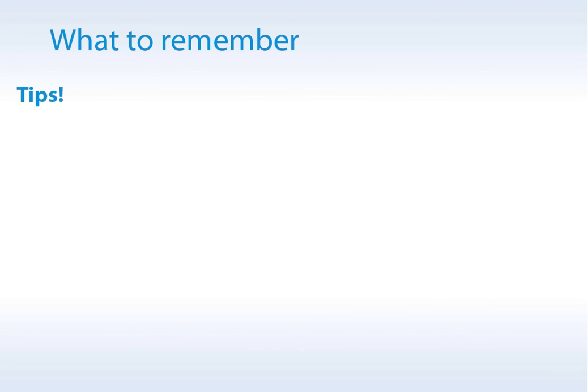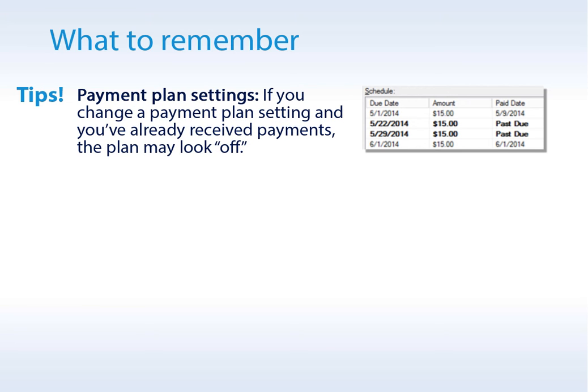Finally, 2 tips. 1, if you change the terms for a plan that has already received payments, the changed plan may look off. For example, if you change a partially paid plan from a monthly plan to weekly, weekly past due dates will be mixed among the monthly paid dates. Instead of changing the monthly plan, it's better to create a new weekly plan.